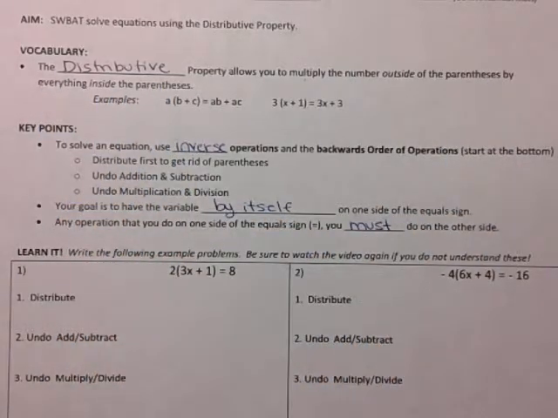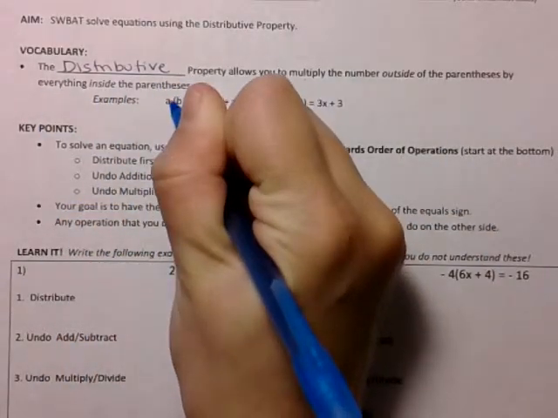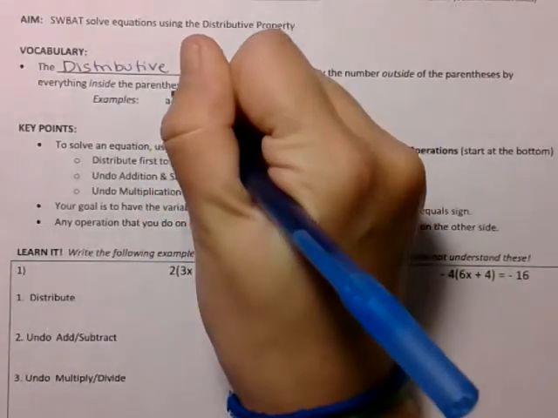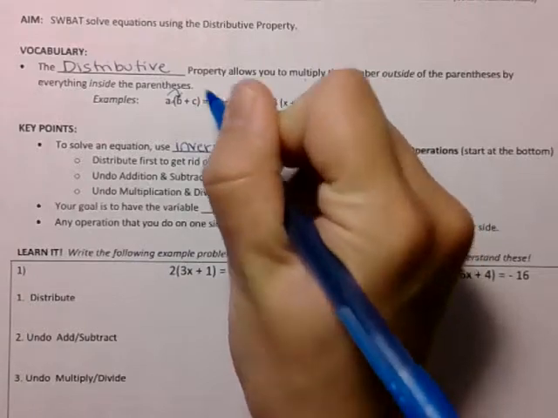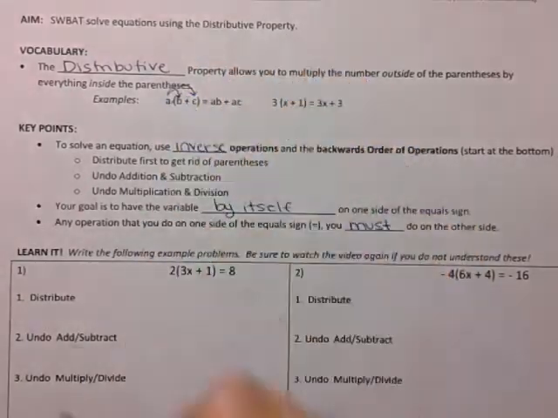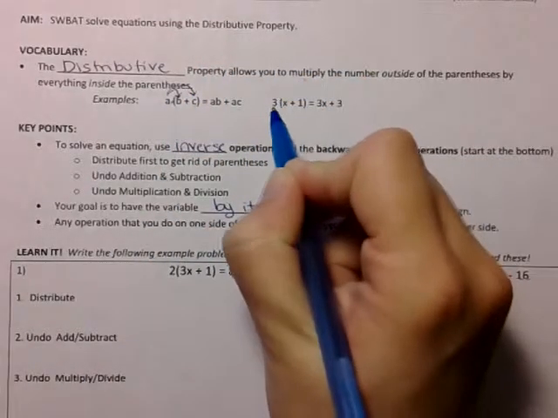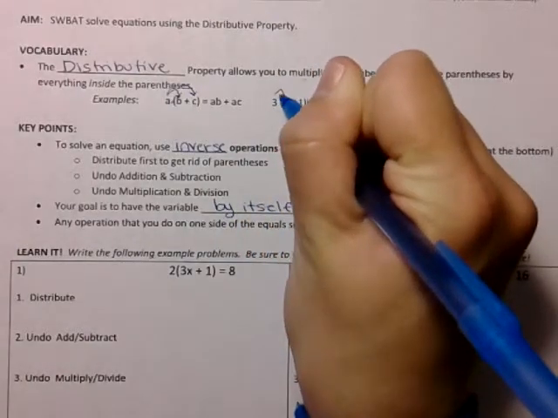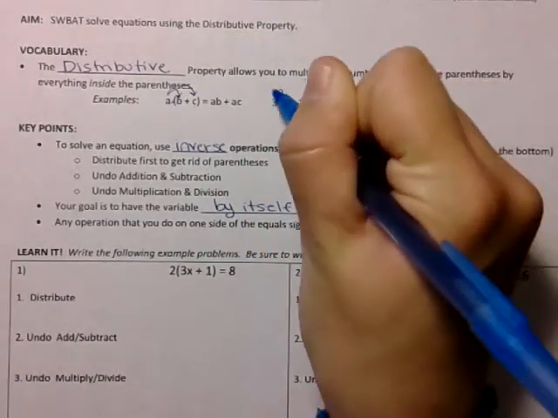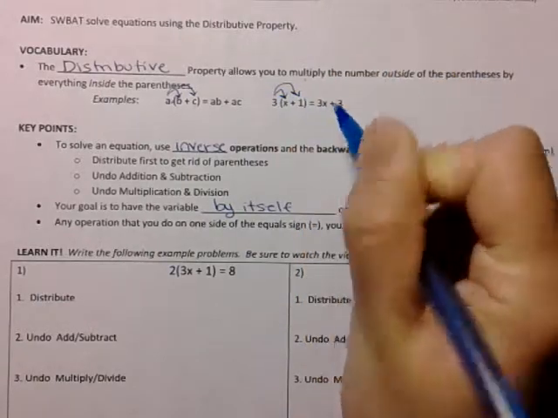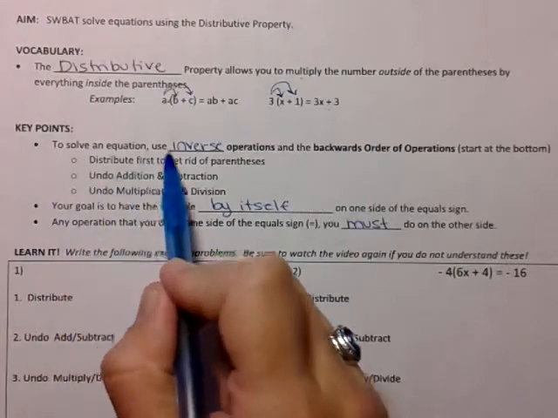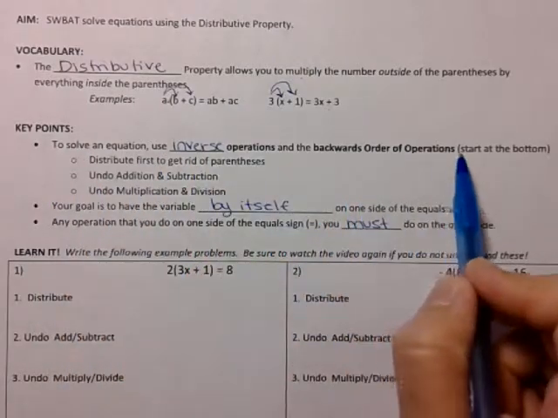For example, A times, there's an invisible times here, (B plus C) is the same as A times B plus A times C. Or 3 times (x plus 1) is the same as 3 times x plus 3 times 1, which is 3. Key points. To solve an equation, use inverse operations in the backwards order of operations, starting at the bottom.